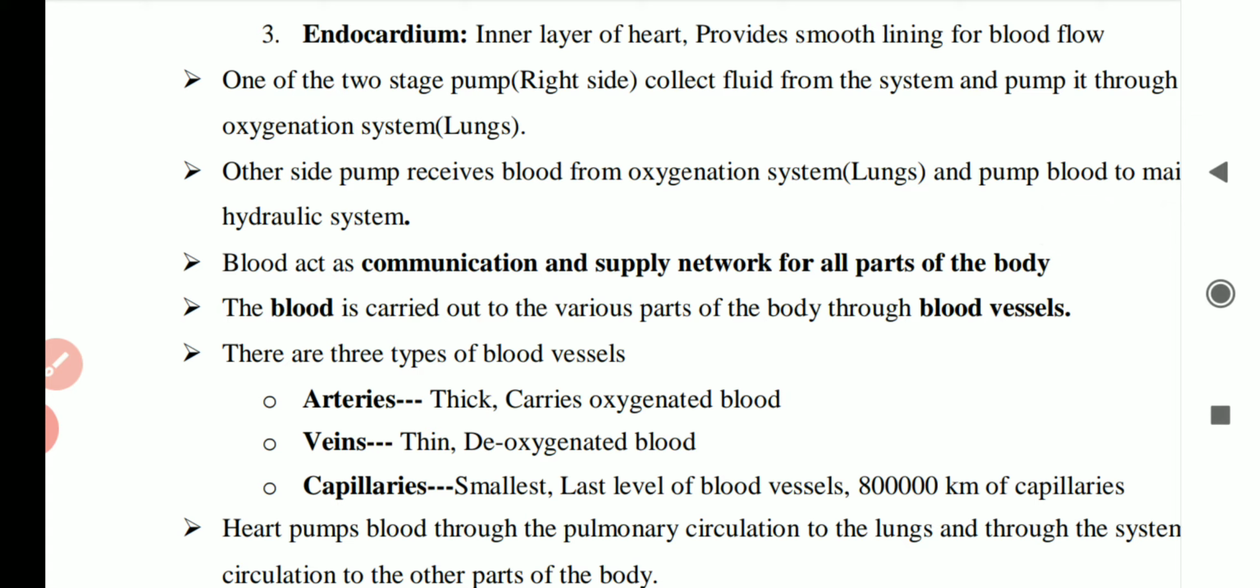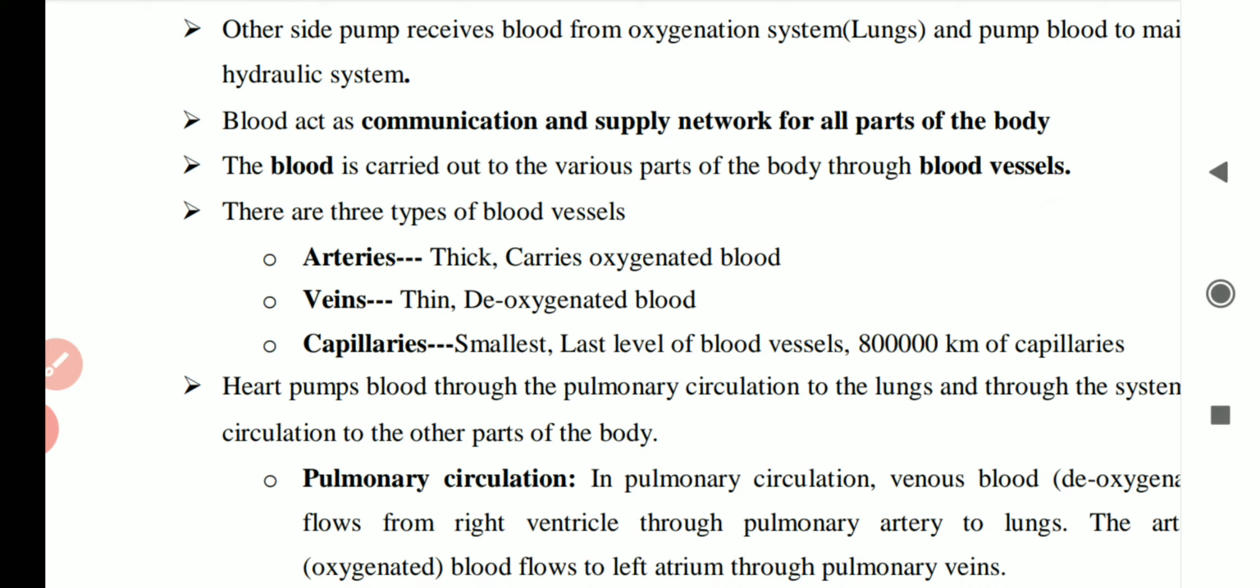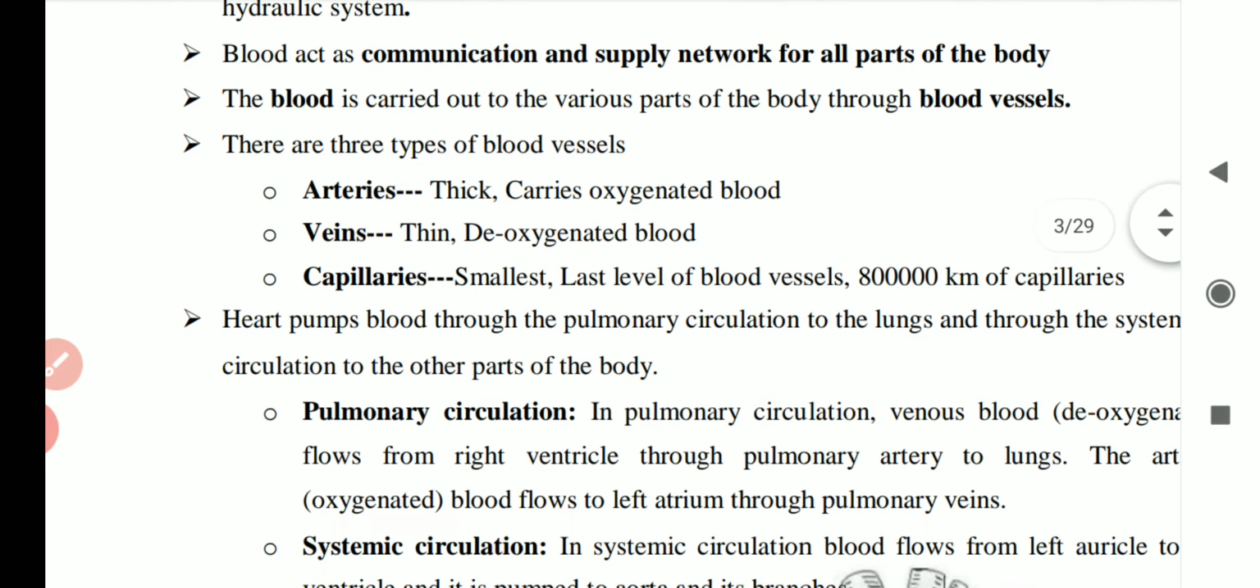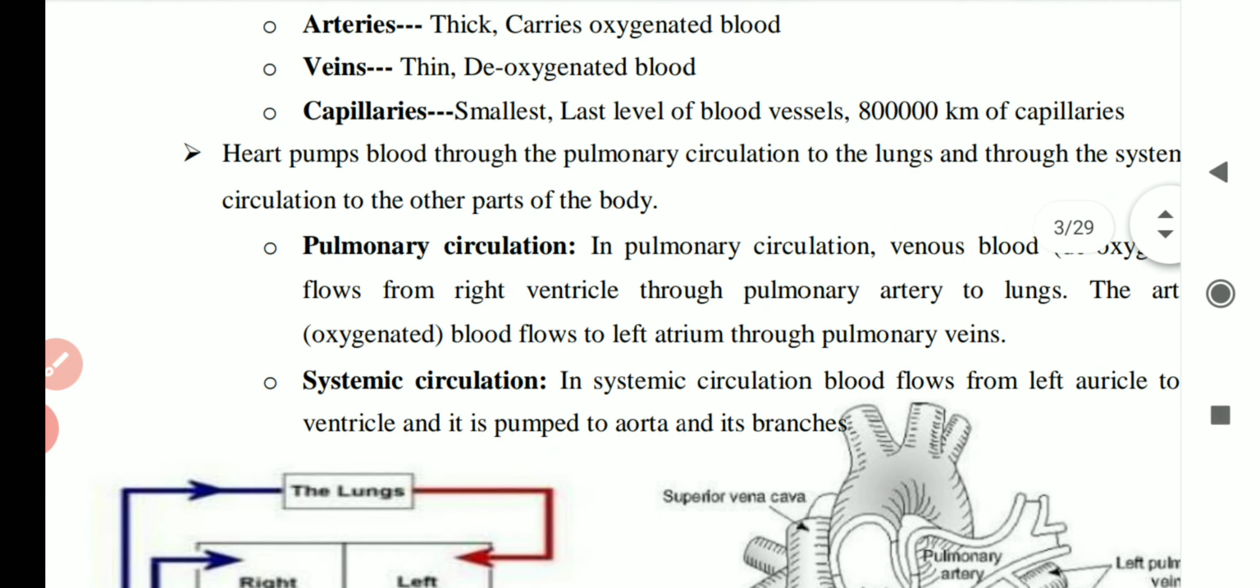We have to know the blood acts as a communication and supply network to all parts of the body. The blood transmits nutrients and other energies to all cells and all parts of the body. The blood is carried to the various parts of the body through blood vessels. There are three types of blood vessels. Arteries are very thick and carry oxygenated blood. Veins are very thin and carry deoxygenated blood. Capillaries are the smallest, last level blood vessels. Our body contains 8 lakh kilometers of capillaries. The heart pumps blood through the pulmonary circulation to the lungs and through the systemic circulation to the other parts of the body.